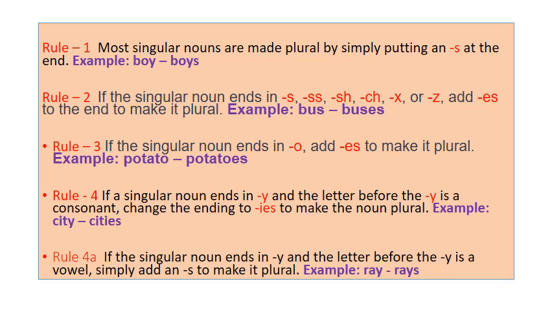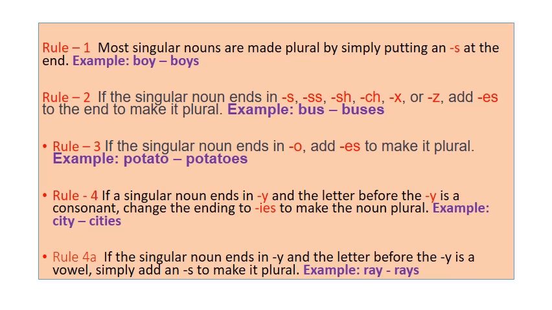In video 1, we studied about some rules. They were: most singular nouns are made plural by simply putting an S at the end. Example, boy, boys. Rule 2 that we studied in part 2. If the singular noun ends in S or double S or SH or CH or X or Z, add ES to the end to make it plural. Example, bus, buses. Rule 3. If the singular noun ends in O, add ES to make it plural. Example, potato, potatoes. Dear students, there are some exceptions to this rule.